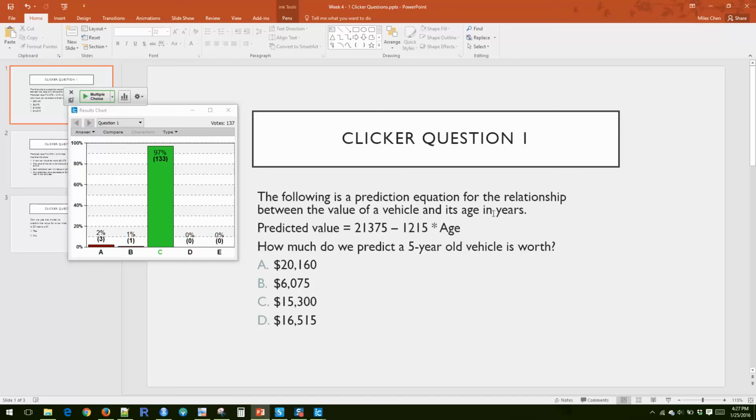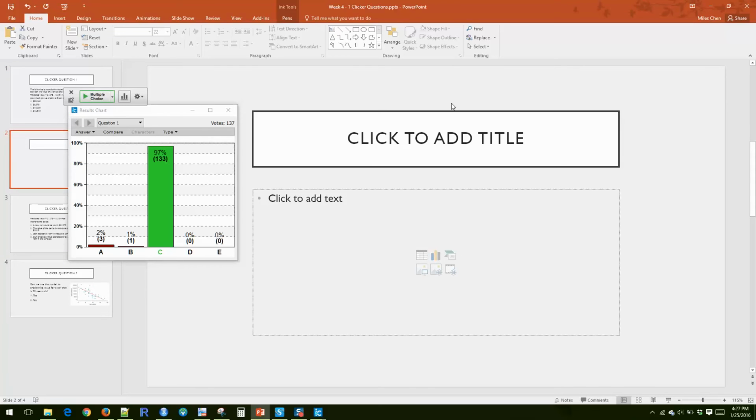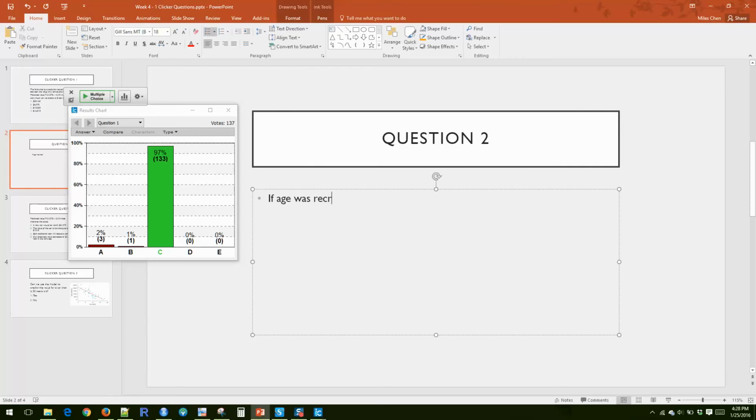Now, if I said its age in months, how would that affect our slope? If we measured age in months, so this is a different question. Here, I'll make another clicker question right here. Let's do it. Question 2. If age was recorded in months rather than years, our slope would be: A, unchanged. B, 12 times bigger. C, 1/12 as big. I think that's how you would word it.